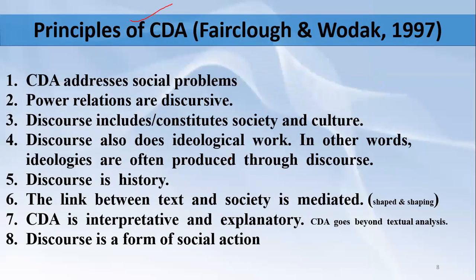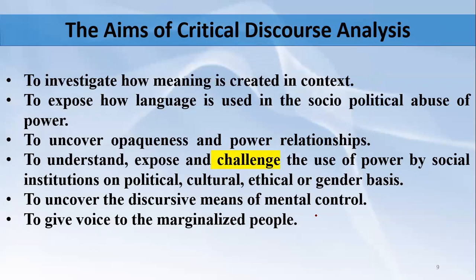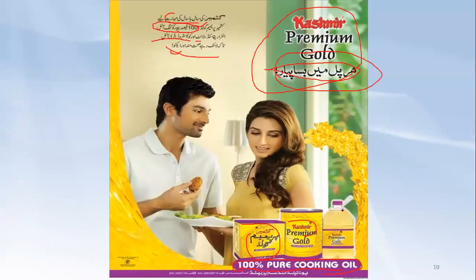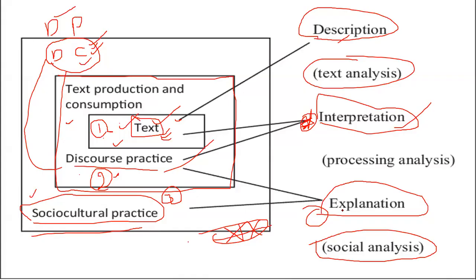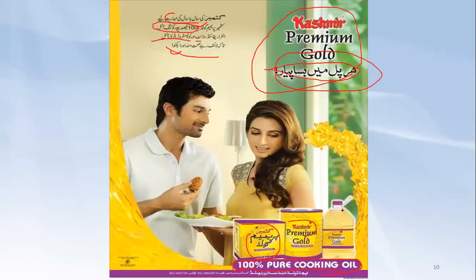Because we have already talked about mental control, to uncover the discursive means of mental control, that is, how the minds of people are controlled with the help of discourse. Now the sociocultural practices, look at the present sociocultural era. Nowadays we are living in a postmodern world, a world full of diseases. We have so many new diseases being investigated day by day.